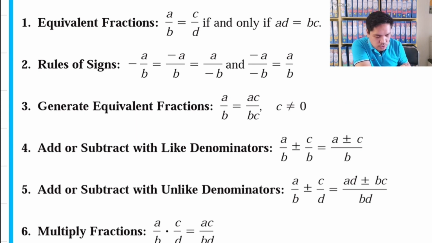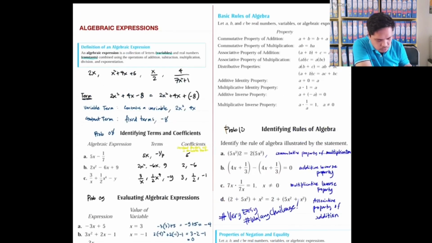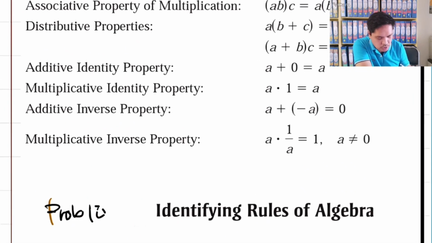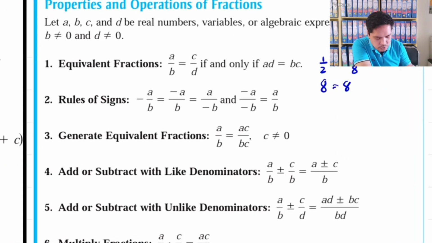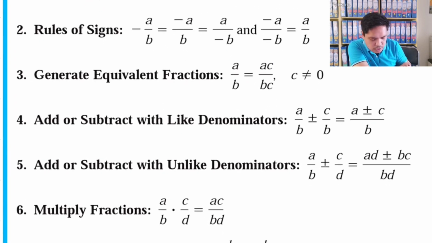And if you recall, kanina, doon sa property, what was that property? Ito, multiplicative identity property, if you multiply a term, an expression, a variable by 1, the result is the same. So, dito, if we multiply A over B by 1, the result is still the same, A over B. So, that is generating equivalent fraction.